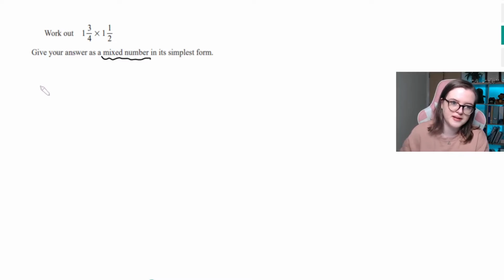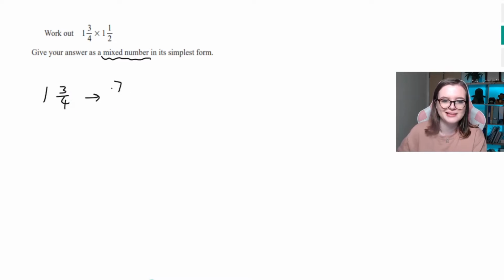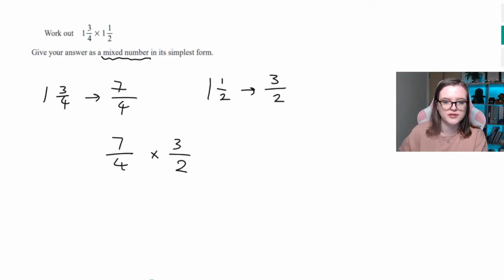So let's start off then. So we've got 1 3/4. Let's make that into an improper fraction. So 1 times 4, that's 4, plus 3, that's 7 over 4. And then 1 1/2, 1 times 2, 2, add 1, 3 over 2. And then 7 over 4 times 3 over 2, times top times bottom, and 7, 14, 21 out of 8.